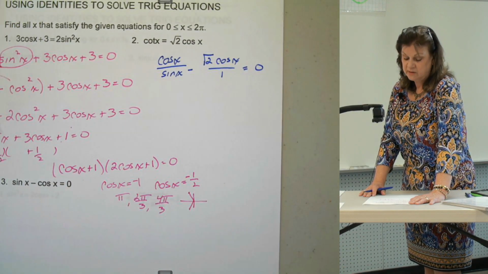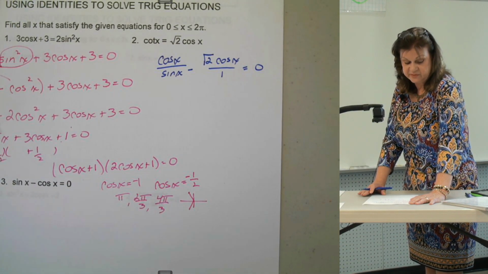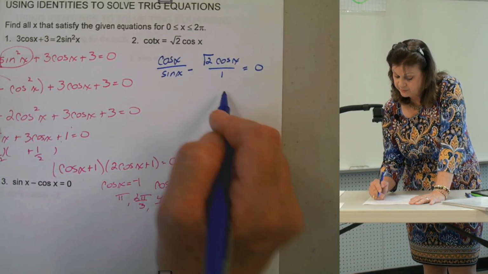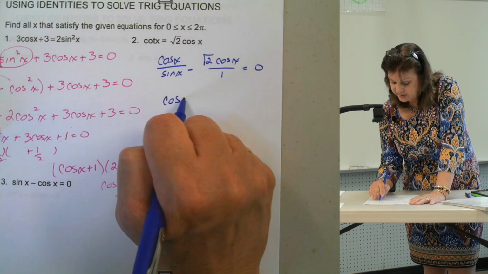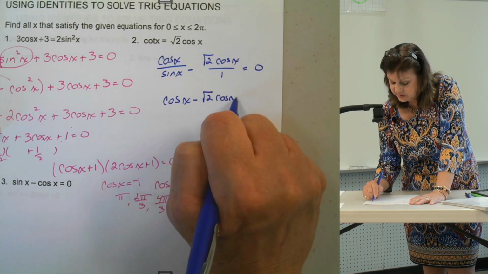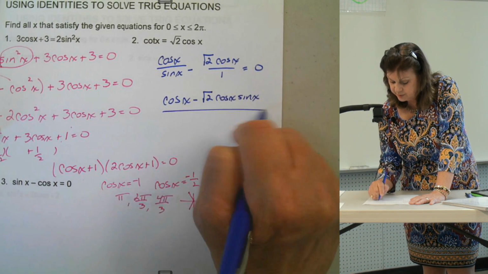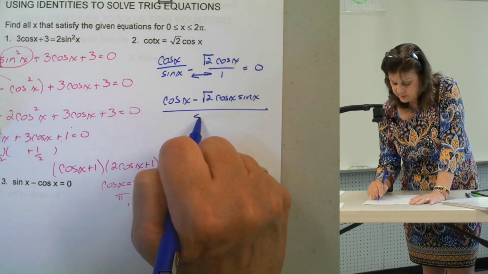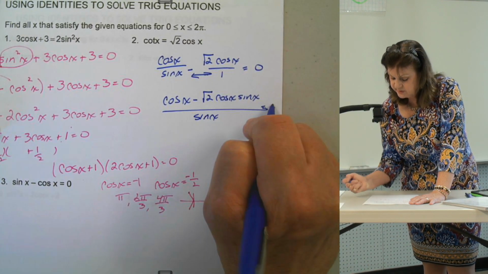Now we've got two rational expressions. So right to left, left to right, denominator, denominator. Here we go. So I've got cosine x minus root 2 times cosine times sine over sine x is 0.